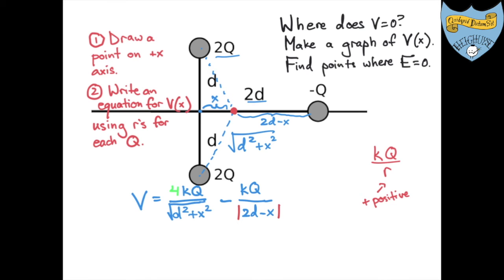And so that means you have to do something to make sure that the denominator will always be positive. That's what the absolute values are for. Because after all, if x was big enough, then 2d minus x could be a negative number, and we don't want that. If we want an accurate graph, you have to make sure you put the absolute values on.